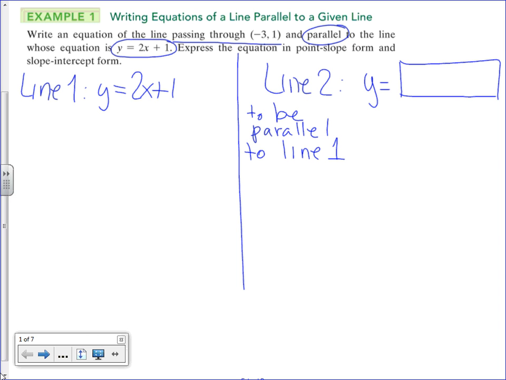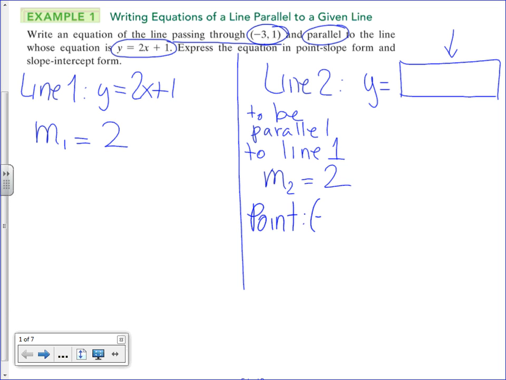So what is the slope of line 1? 2 is the coefficient of the x. So the slope of line 1 is equal to 2. Now here, just to distinguish from line 1 and 2, I'm going to call this slope 1. Now we want it to be parallel to the second line, so the slope for that one is also 2, right? Same slope. Parallel lines, same slope. Now we want the line, the one that we're looking for, to pass through this point. So we will use the point -3, 1.